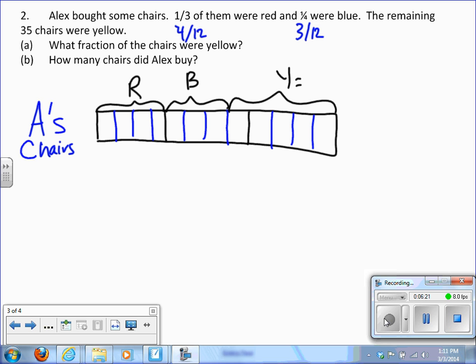Okay, how many chairs are yellow from the problem? How many chairs are yellow? Ananya? 35. Okay, we have all of our information. Question A says, what fraction of the chairs are yellow? Who can give me the sentence with a fraction of the chairs that are yellow? Emma. 5/12 of the chairs are yellow. Perfect. 5/12 of the chairs are yellow.